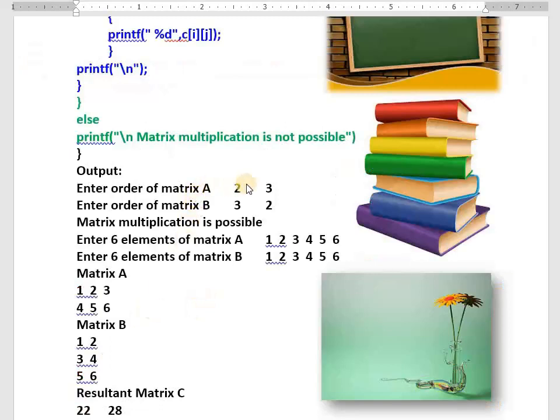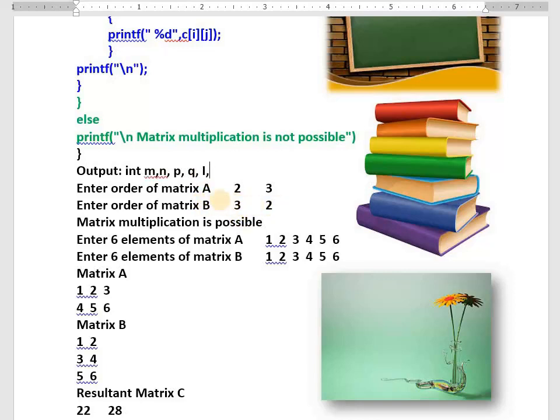First we think about the required variables. How many variables do we need to solve this problem? Somewhere you have to store the order of matrix A. For that purpose I will take m and n of integer type. m will hold the rows of the first matrix, n will have the column of the first matrix. p and q for the order of the second matrix. p will have the rows of the B matrix, q will have the column of the B matrix.